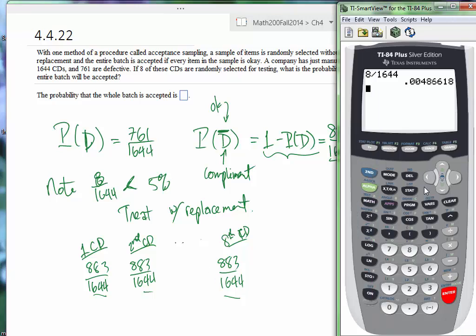So if we just figure out what 883 divided by 1644 is equal to, we can multiply this 8 times. That is the same thing as taking it to the power of 8. So that little caret button and 8 tells you you're going to multiply this 8 times. And so that probability is 0.0069.